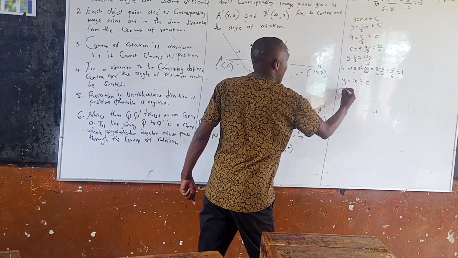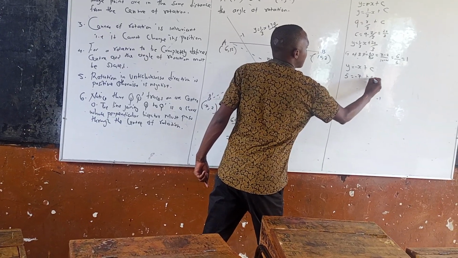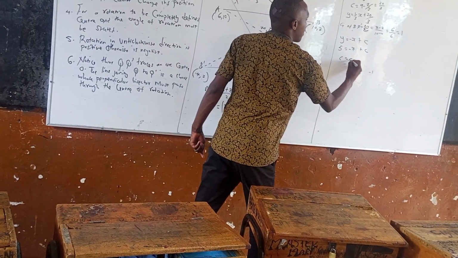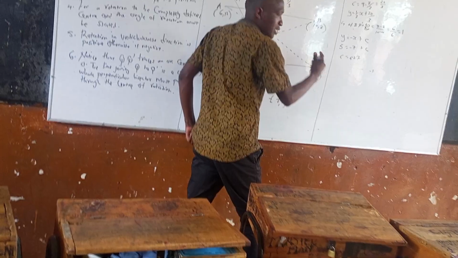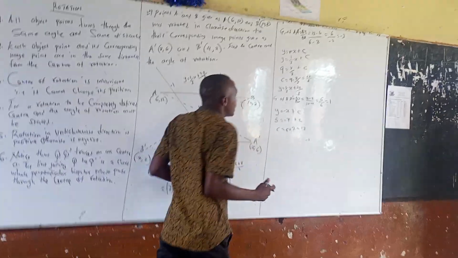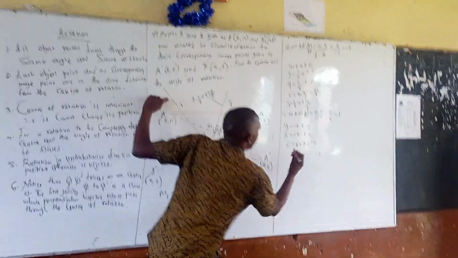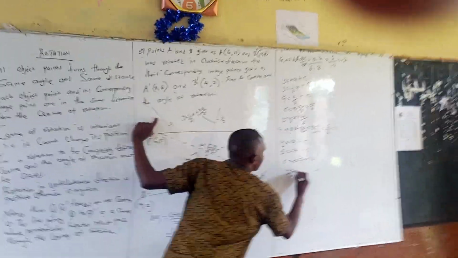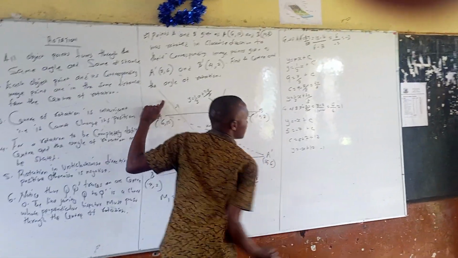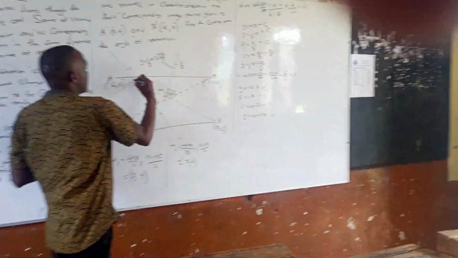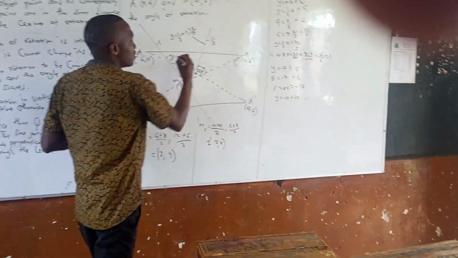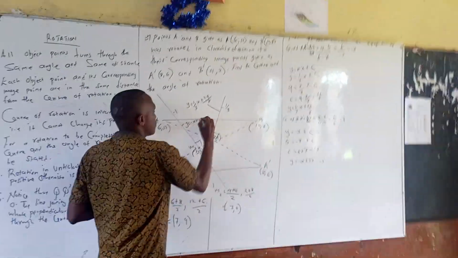Where 5 is equal to negative 7 plus c, and c is equal to 5 plus 7. When you bring 7 across, it changes sign. So the general equation for this line now becomes y is equal to negative x plus 7. So I'll indicate that this is y is equal to negative x plus 7.